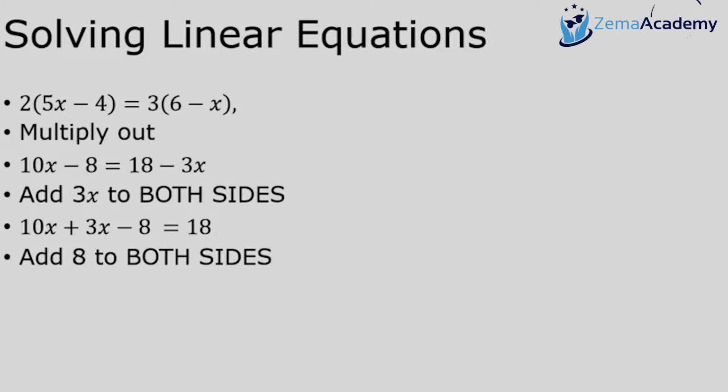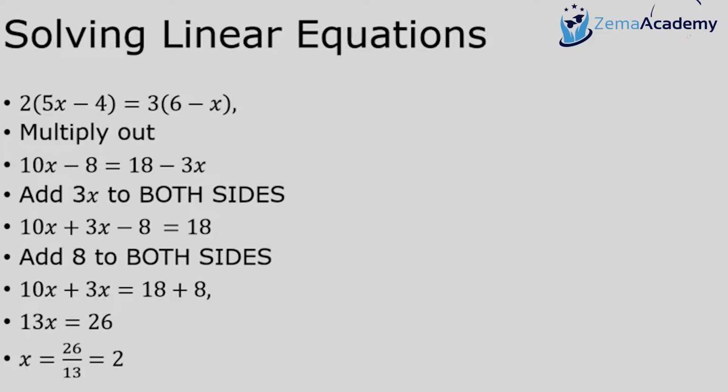Next, I'm going to do the same with the numbers. I'm going to add 8 to both sides. So 10x plus 3x equals 18 plus 8. So that gets rid of my minus 8 on the left hand side because we've added 8 to that, leaving 0 in terms of numbers, and we're adding 8 to the right hand side. Then we simplify. So 10x plus 3x is 13x, and 18 plus 8 is 26. Now we divide both sides by 13.